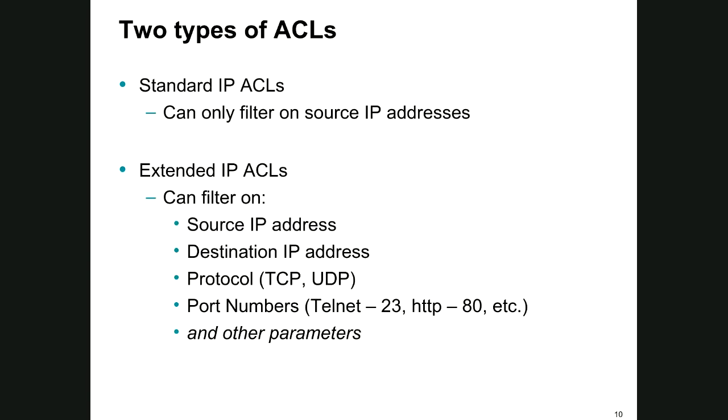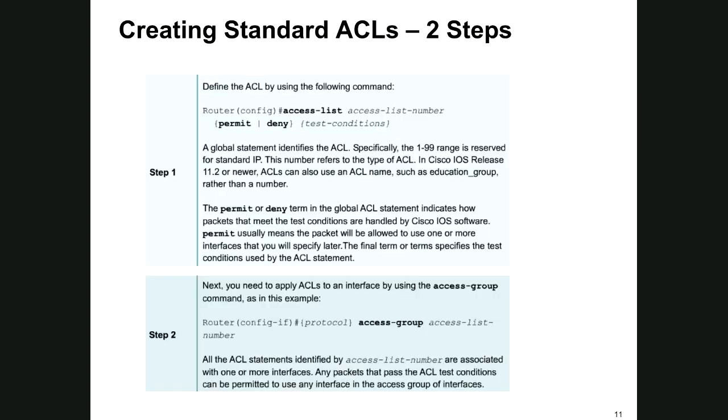So we're going to just look at standard IP access lists. The only thing they can filter on is the source IP address. Extended access control lists can filter on lots of other things as well, but that's not our subject for today, just standard access control lists. So baby steps here, we're just going to look at the standard list first. So here's the syntax. 2 steps here.